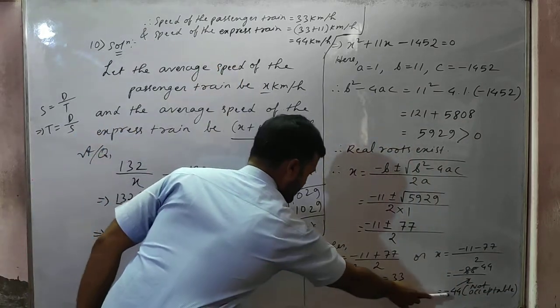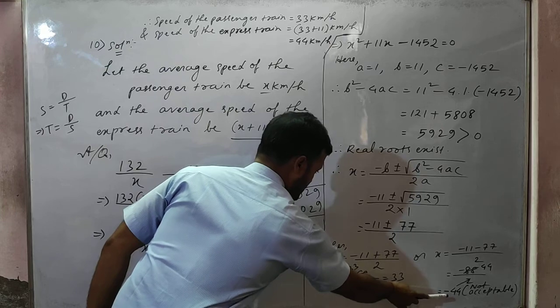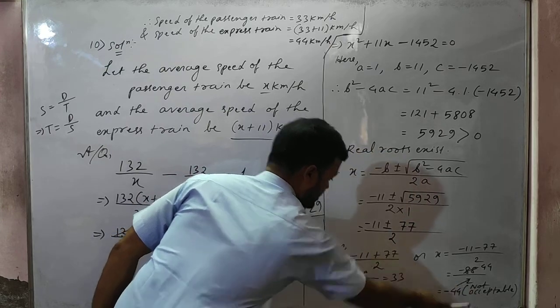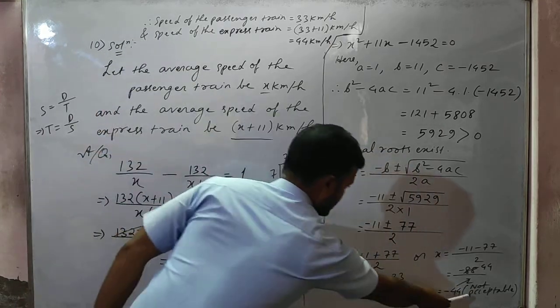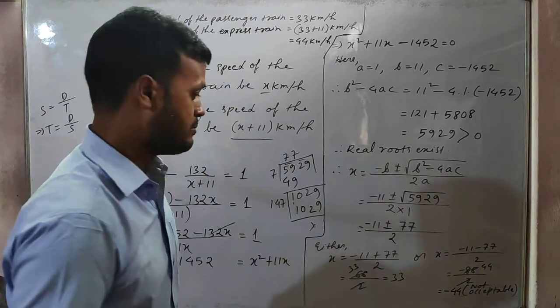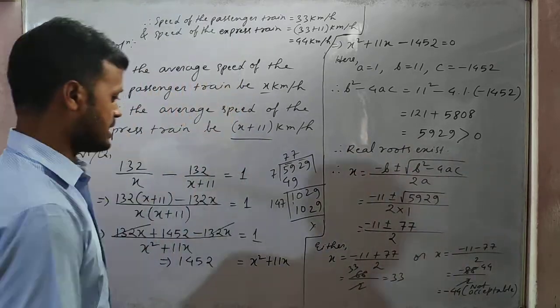Minus 44 is not acceptable. I wrote here near minus 44, in this bracket, you see, I wrote not acceptable. Why? Because speed cannot be negative. So 33 is our answer.